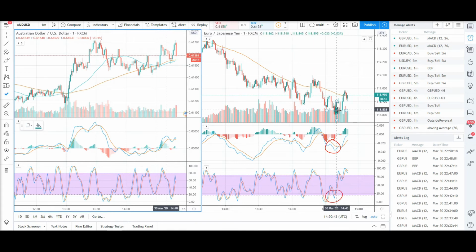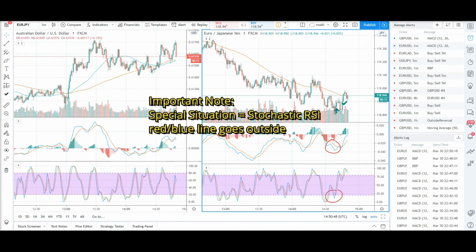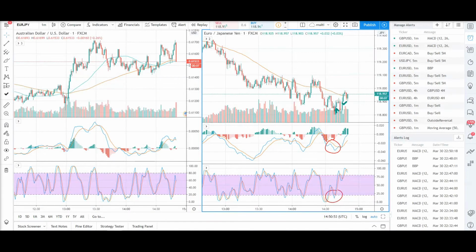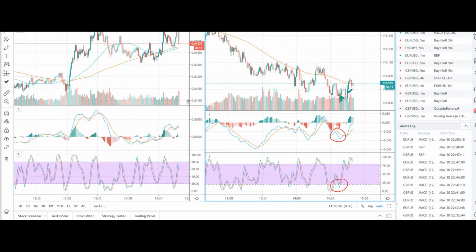This is one of the special situations. Usually when the stochastic RSI goes outside the 80-20 channel, I will only turn on the robot if the blue line crosses outside the channel. However, in this case, the blue and the red lines crossed out at the same time.